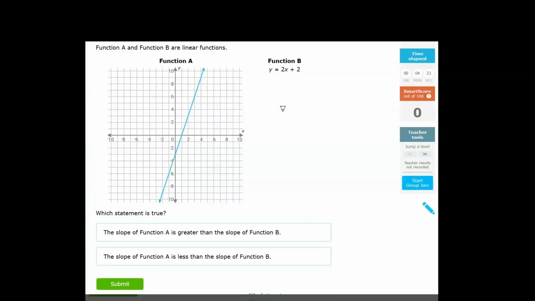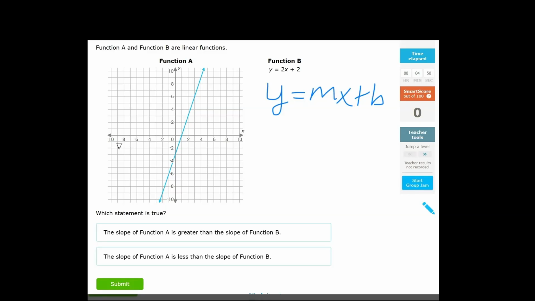Hi everyone. Today I'm going to be talking about comparing linear functions, specifically comparing the slopes and y-intercepts of linear functions. So first of all, what is a linear function? A linear function is of the form y equals mx plus b in equation form. Graphically speaking, that means we have a straight line.